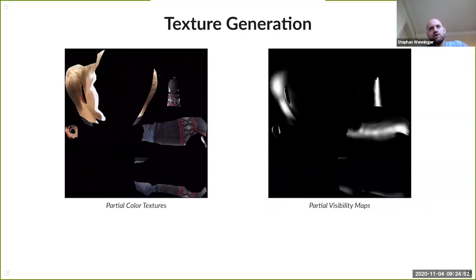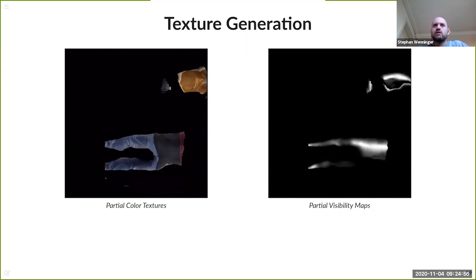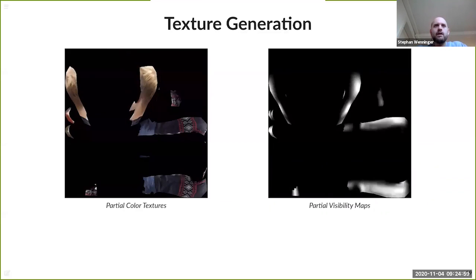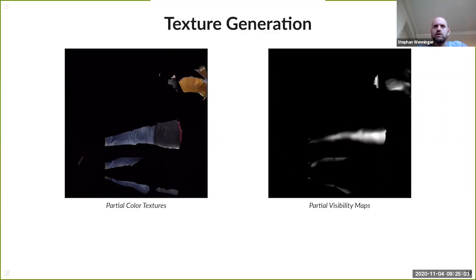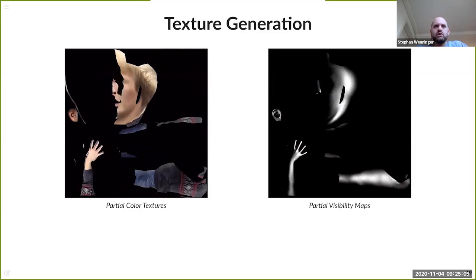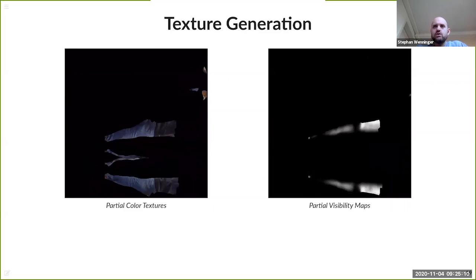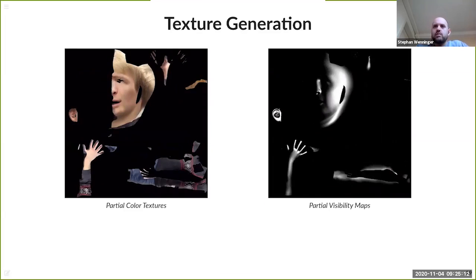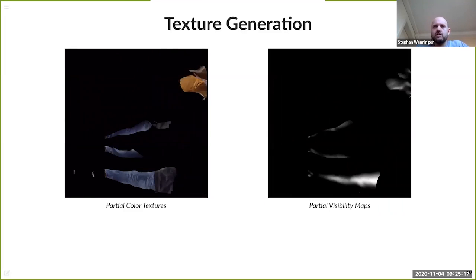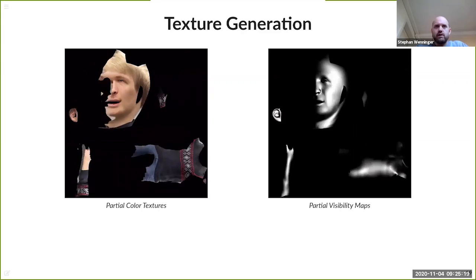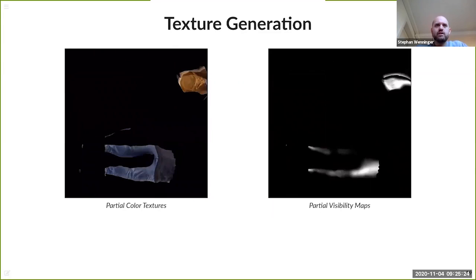But this already defines the geometry of the avatar, and now we are left with the task of creating the texture for the avatar. On the left-hand side here, you see the partial textures, which result when rendering the final geometry back into the input images and extract the color information from the input images. And on the right-hand side, you see partial visibility maps, which encode the angle between the surface patch and the viewing vector. And these two sets of images are now used to create a complete texture of the subject.